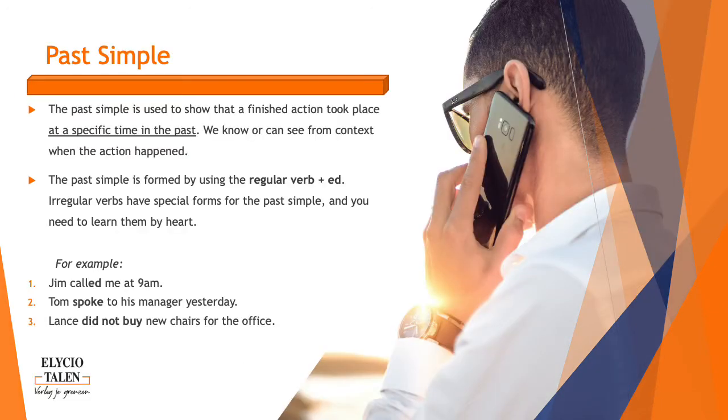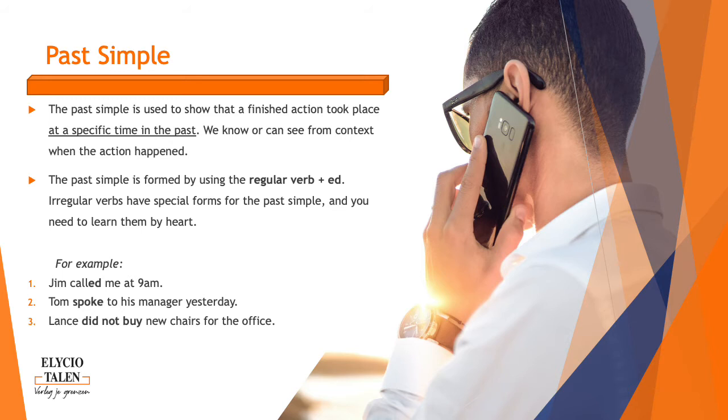The past simple is used to show that a finished action took place at a specific time in the past. We know or can see from context when the action happened. So basically the past simple is about the specificity of the action, when it happened in the past. This tense is formed by using the regular verb plus ed. And of course there are irregular verbs which have their special forms for the past simple, and you just have to learn them by heart.